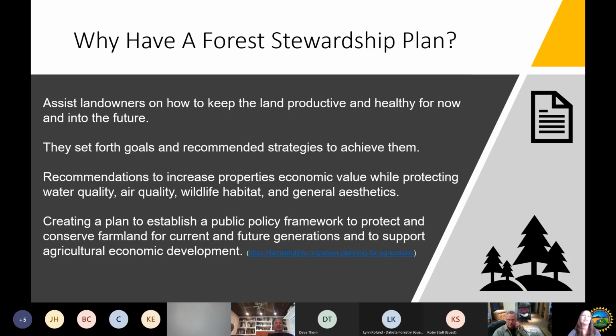It's created also knowing any public policies that are also going on in the area that might affect landowners. And it's to protect and conserve farmland for current and future generations, along with supporting agricultural economic development.